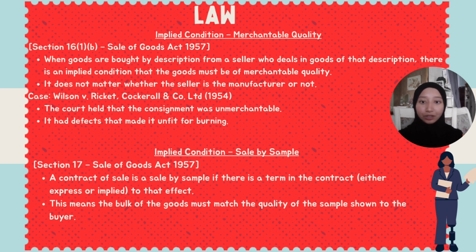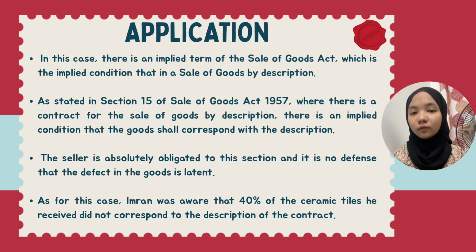Finally, implied condition, sale by sample. Section 17 of the Sale of Goods Act 1957 deals with sale by sample. It states that a contract is considered a contract for sale by sample where there is a term in the contract, either expressed or implied, to that effect. This means that if a sample is provided before the sale, the buyer is entitled to expect that the bulk of the goods will correspond in quality with the samples shown. Next, I will proceed with the application.